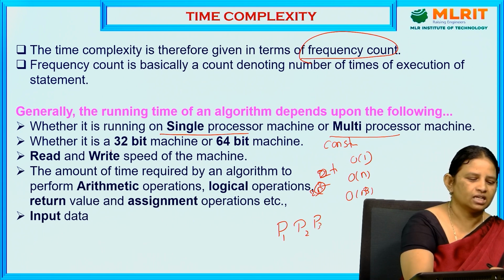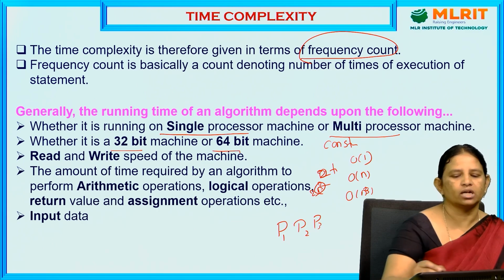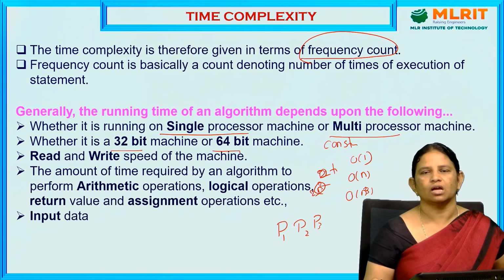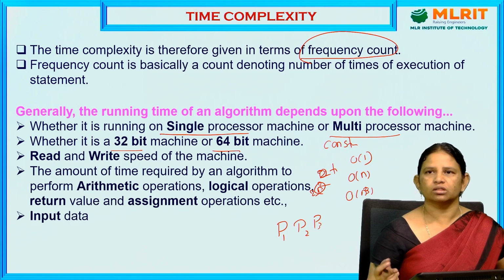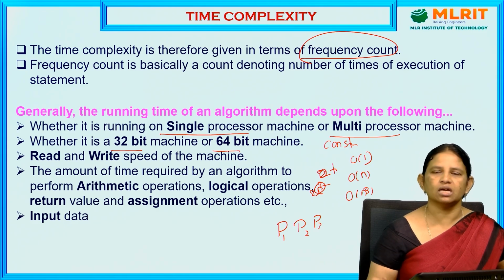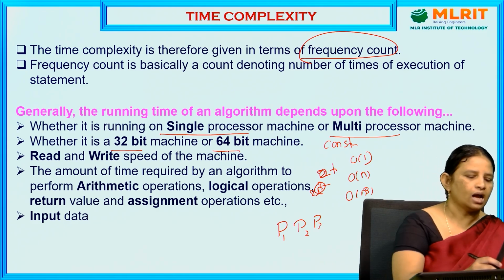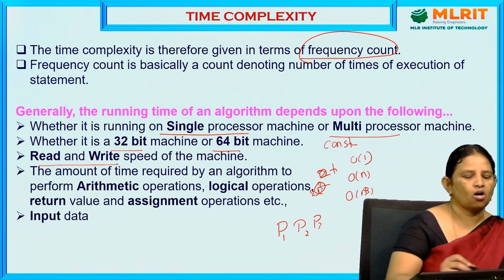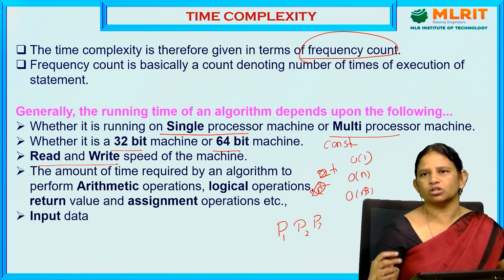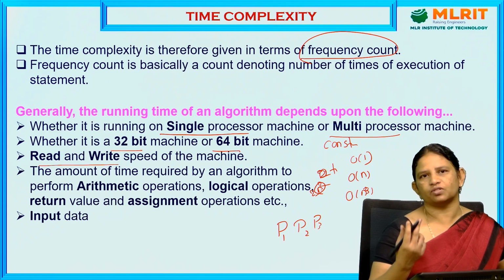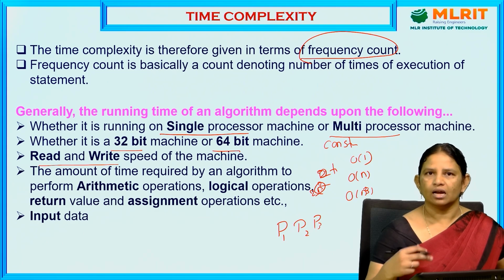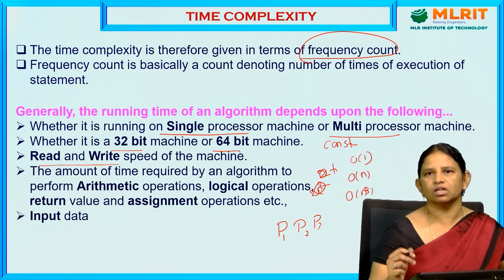The second one is whether it is a 32-bit machine or a 64-bit machine. So what is the speed of the processor? Whether it is running on a 32-bit processor or a 64-bit processor. And also, what is the speed of read and write? How much time is taken for taking the input from the keyboard? How much time is taken to display the data, or the output, on the screen?